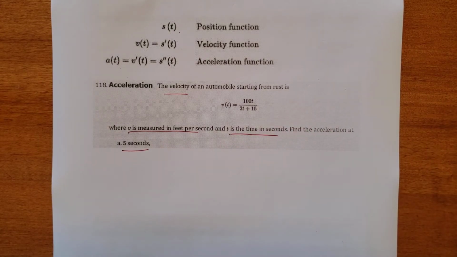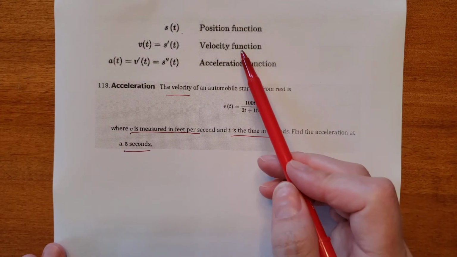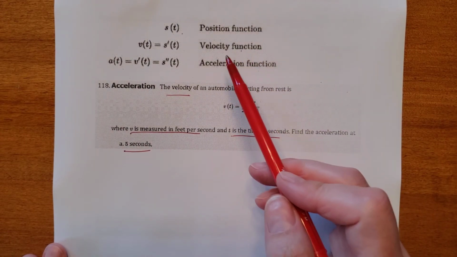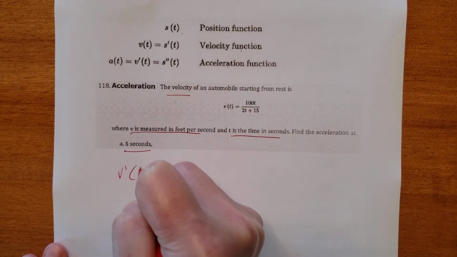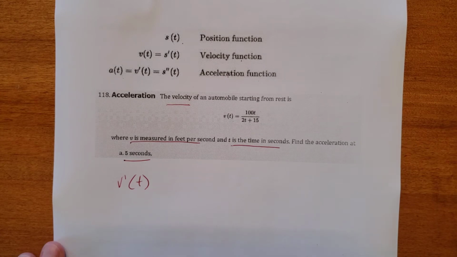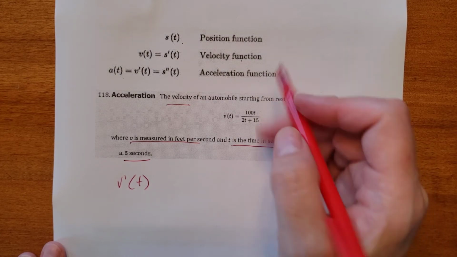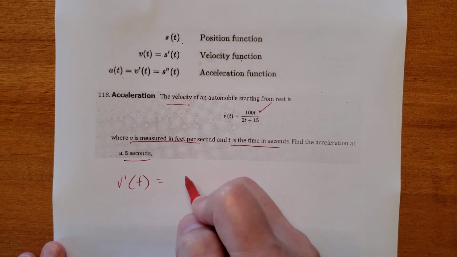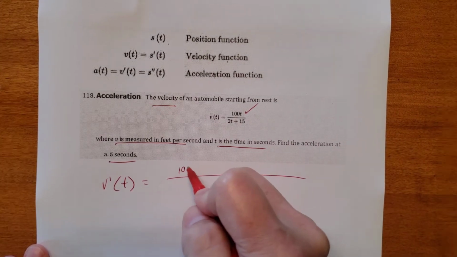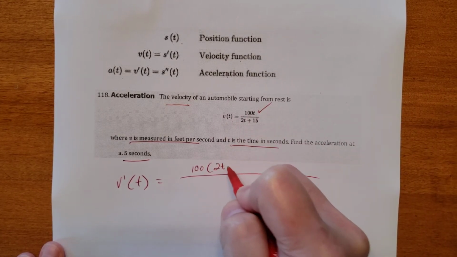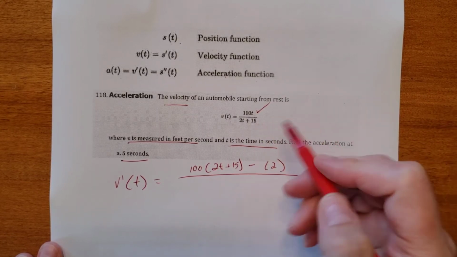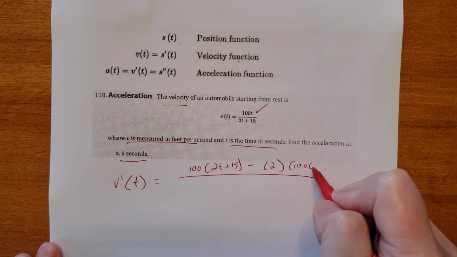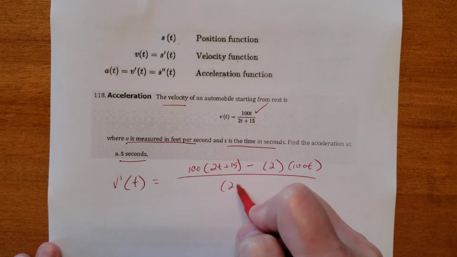The question is, where v is measured in feet per second, and t is measured in seconds, find the acceleration at 5 seconds. So if we want to find the acceleration, that means we need to take the derivative again, because right now we have the velocity. So if you do a derivative again, you've got the acceleration. So we need to find v prime of t. So it's a quotient. So again, you take the derivative of the top. The derivative of 100t is just 100 times the denominator minus the derivative of the denominator, which is 2, times the top, all over the denominator squared.